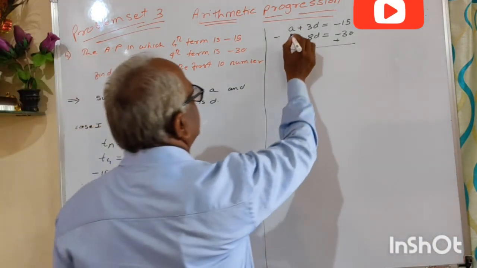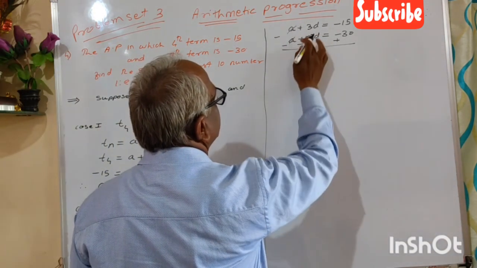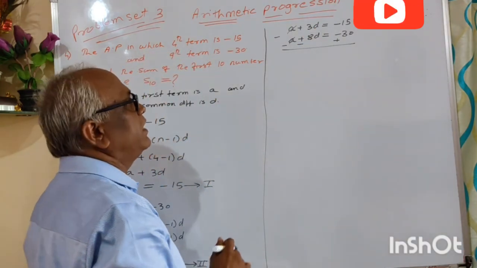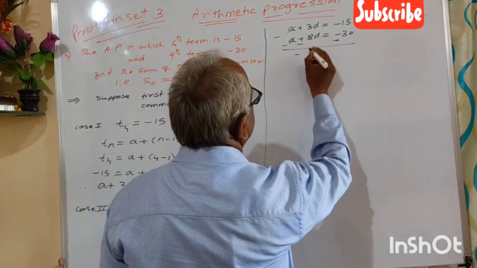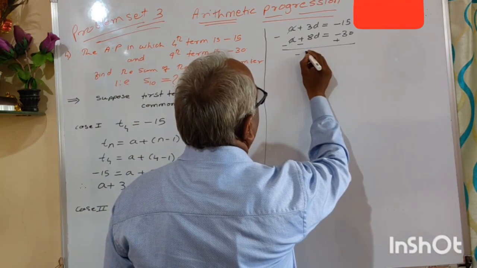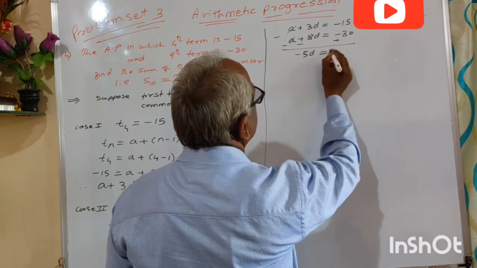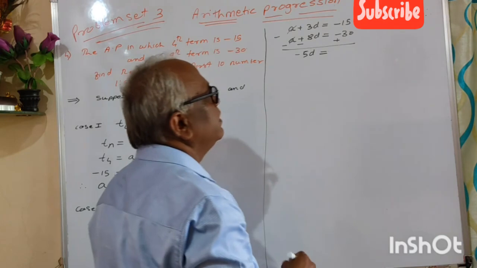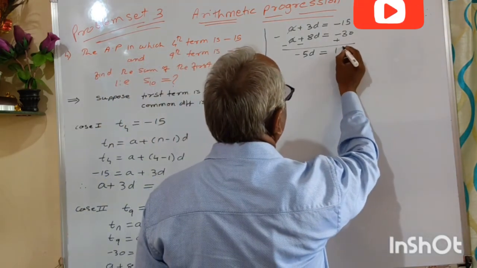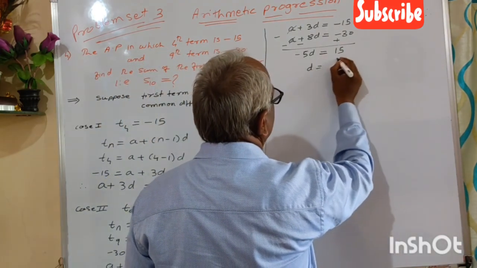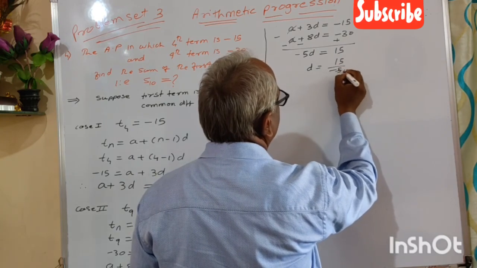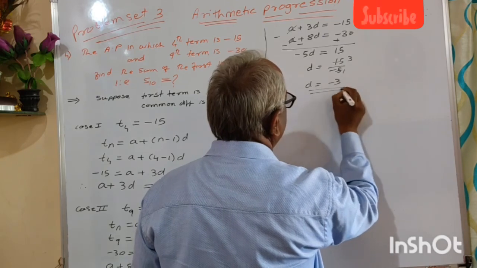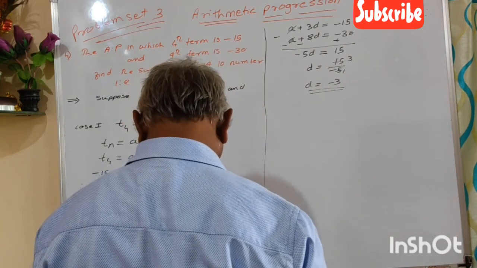So now here plus a and minus a will be cancelled. 3d minus 8d, subtract it but keep the greater number's sign, that is minus 5d is equal to minus 15 plus 30. From 30 remove the 15, we will get 15. Then d is equal to 15 upon minus 5. 5 1s are 5, 5 3s are 15, d is equal to minus 3 we will get. D is equal to minus 3.